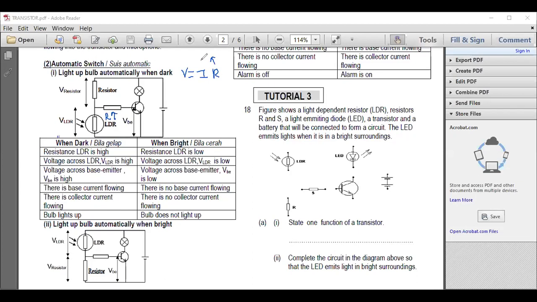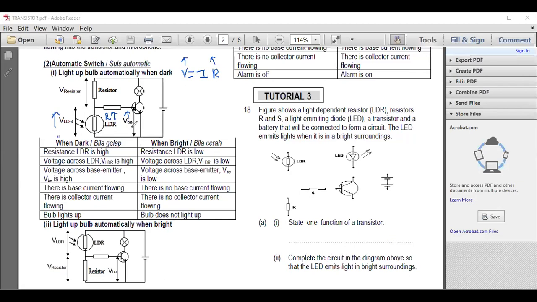when your R is high, your V will be high, because they are directly proportional. So automatically the voltage across the LDR will be high. So when this voltage is high, because the base emitter is parallel to this, the voltage across the base emitter will be high.